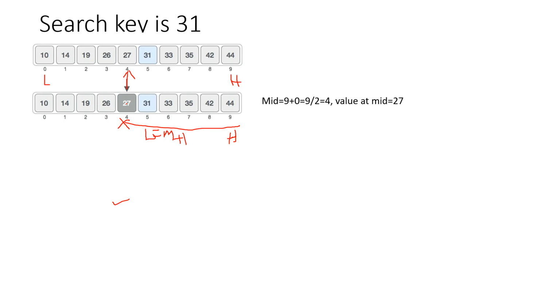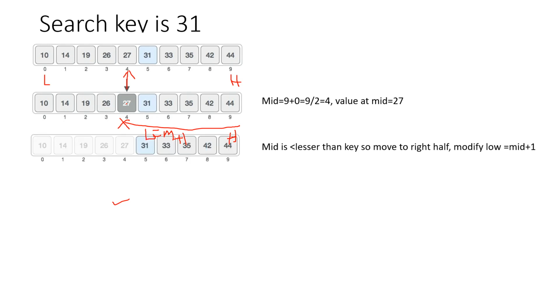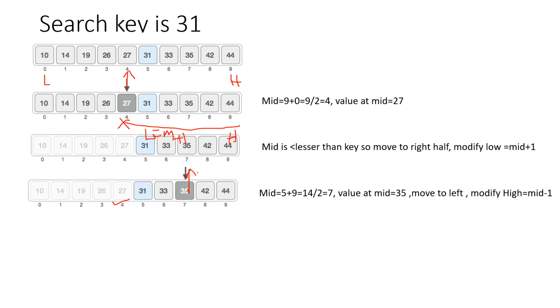Next time L value is 5, H value is 9. 9 plus 5 is 14, divided by 2 is 7. For the next time, this is the mid value, 7. In that place 35 is there. 35 and 31 are compared. They are not same. 31 is smaller than 35. That means that element is somewhere here. No need to compare this again. Reduce that mid by 1. 7 minus 1, 6, is the new H value. Earlier L value 5 plus 6, 11 by 2 is 5.